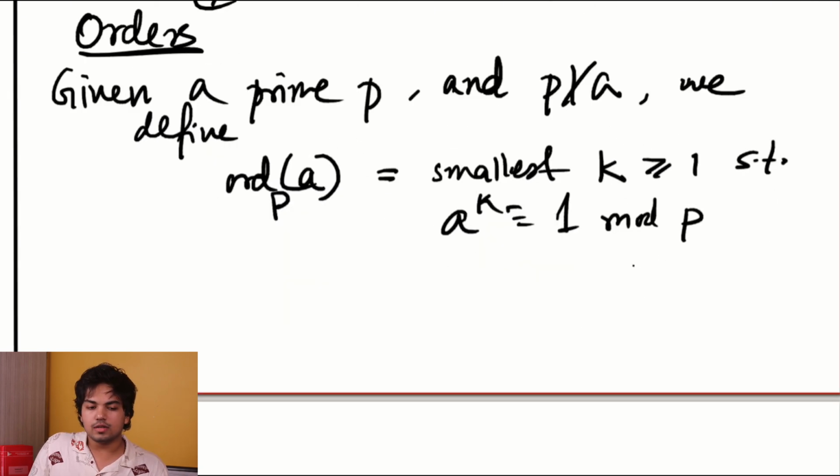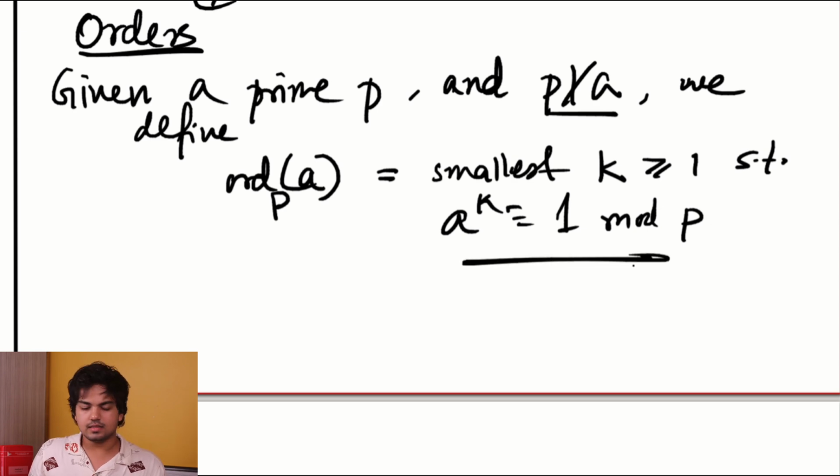And if you relax this condition of p not dividing a, you run into the issue that no matter what power you take of 0, you're going to stay 0. So you'd have to define the order to be infinity, which is legitimate. You could do that. It just unnecessarily complicates the discussion.